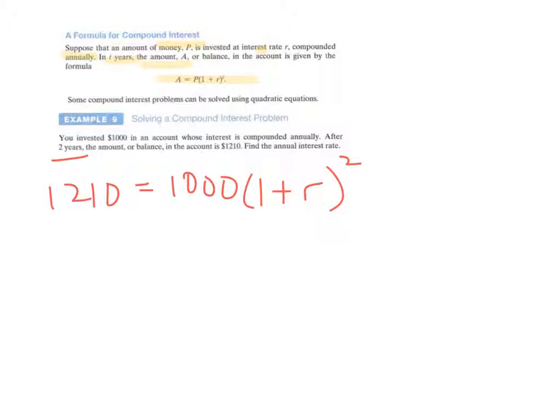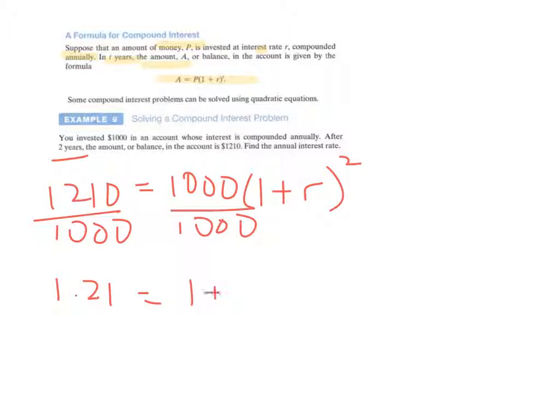Now that we have a formula figured out, we want to solve for R. To solve for R, I have to get rid of the 1,000 first, so I divide by 1,000. When I divide by 1,000, I get 1.21, and that equals (1 plus R) squared.